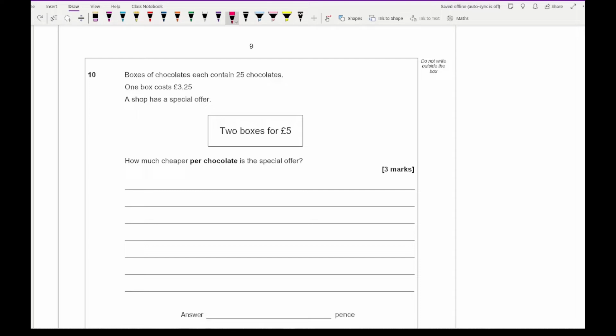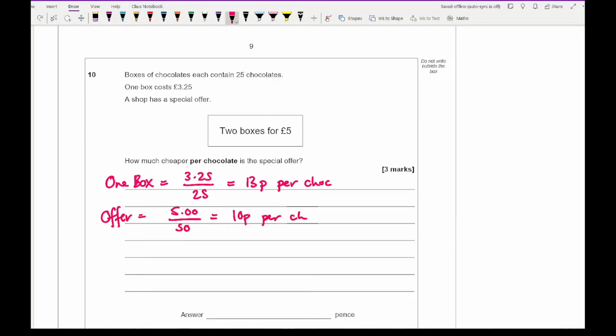So for 1 box, it's going to be £3.25 divided by 25 chocolates. And if I type that into my calculator, I get the cost of 13p per chocolate. Then if I do the offer, here it's going to cost me £5, but I'm going to be getting 50 chocolates. And that comes up to a total of 10p per chocolate. So therefore, the difference per chocolate is going to be 13 minus 10, which is 3.